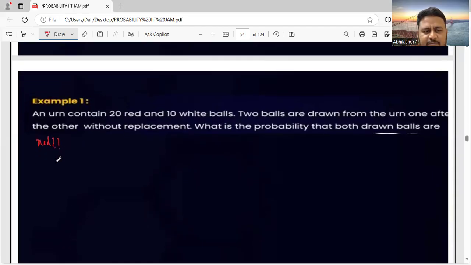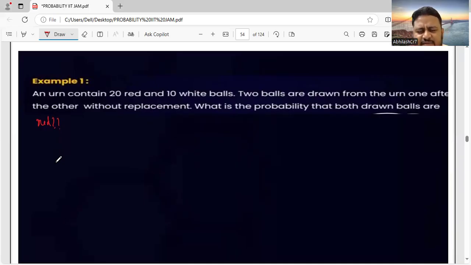Example one: an urn contains 20 red and 10 white balls. Urn means you can take it as a box or a bag or anything. Two balls are drawn from the urn, one after another. That is, continuously they are removing one after another without replacement. Suppose you remove one, and to remove another one, you are not going to put back the first one.